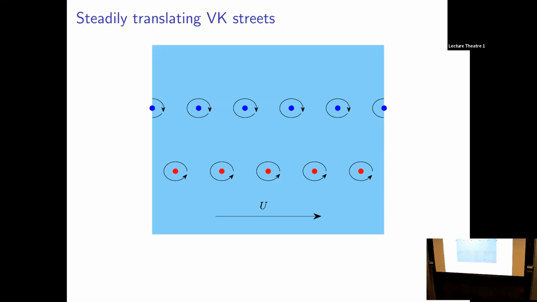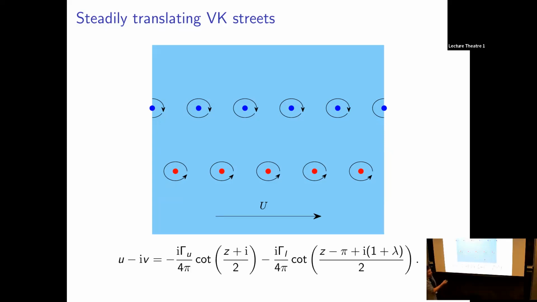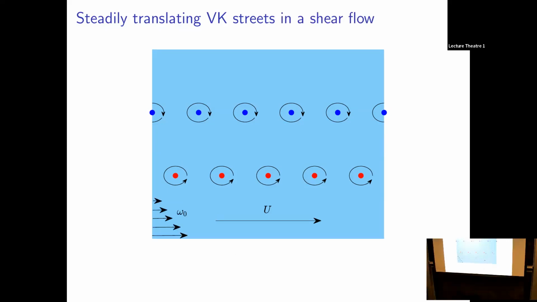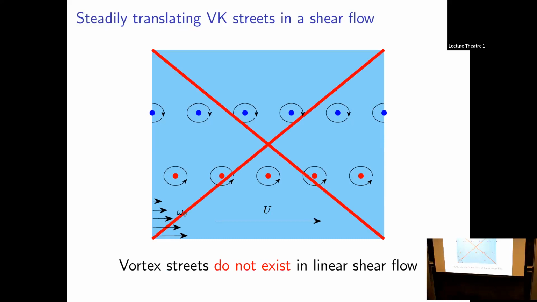And it turns out, this is completely classical. You can see it in Lamb, that in a uniform, unbounded flow, you can have a steadily translating von Karman vortex street. And the velocity field is written exactly like that. As it turns out, it's not obvious, or at least it wasn't obvious to me, that if you add a shear flow into it, they don't exist.